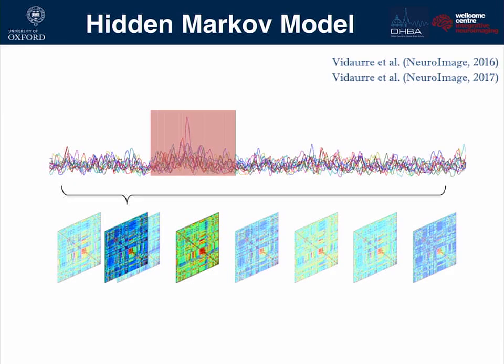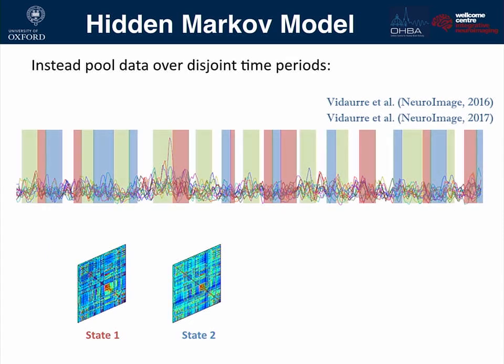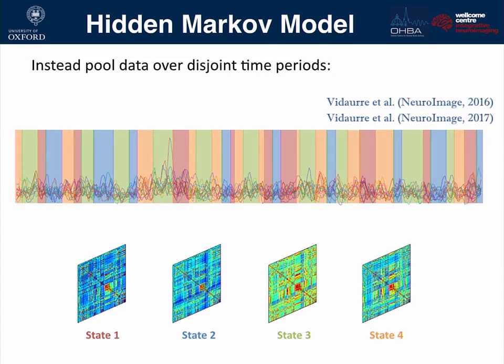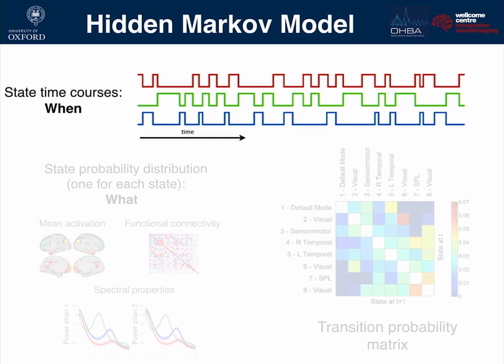So our approach is in this case to move from the sliding window approach to a state-based approach, where we assume that we can describe data using a discrete number of states, and then the data set gets represented by visits to these states. So in this case, every color is a different state, and in this case, I'm representing them using functional connectivity matrices, but that's not necessarily always the case, so we have different representations of states, but I will talk about that later.